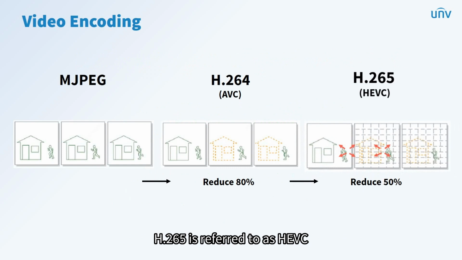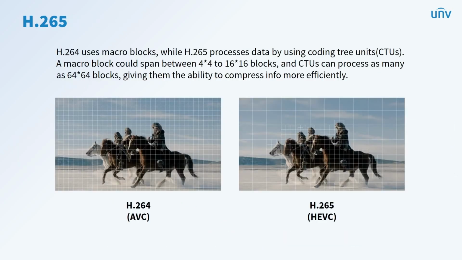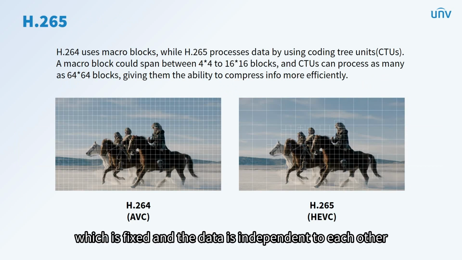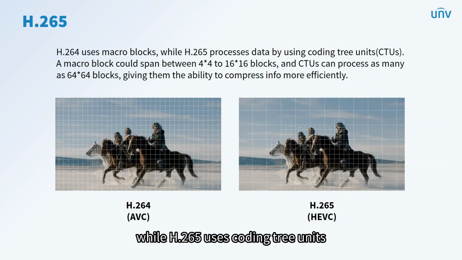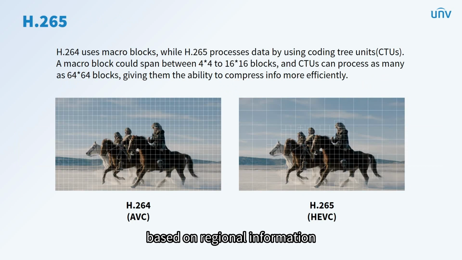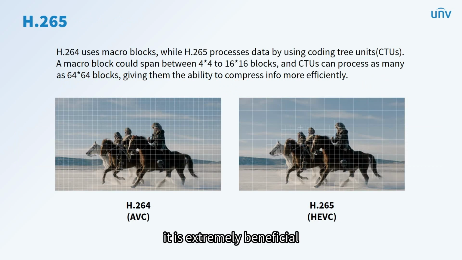H.265 is referred to as HEVC, which stands for High Efficiency Video Coding. Let's make a comparison. H.264 processes information by using macro blocks, which are fixed, and the data is independent of each other. While H.265 uses coding tree units, which determine the size of the code unit based on regional information, offering sharper details and better image quality. It is extremely beneficial for high resolutions and live streaming.